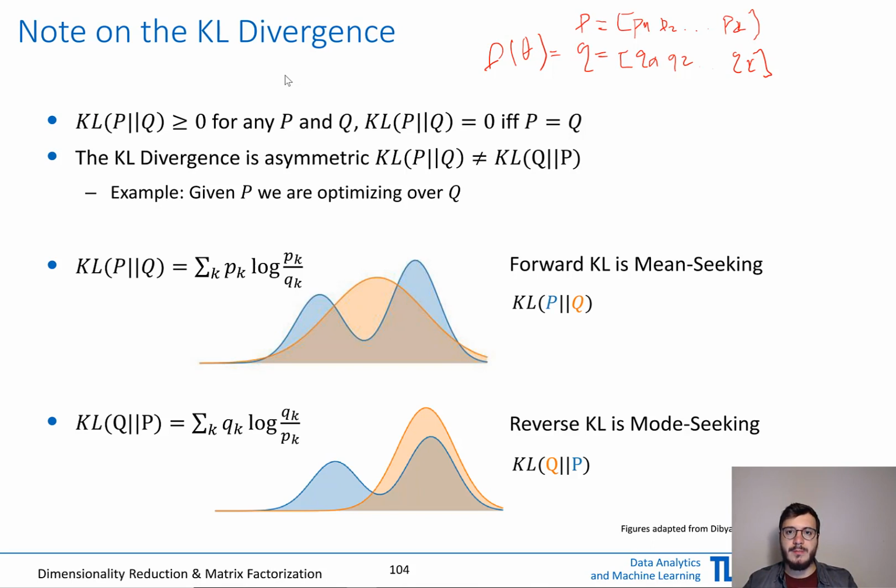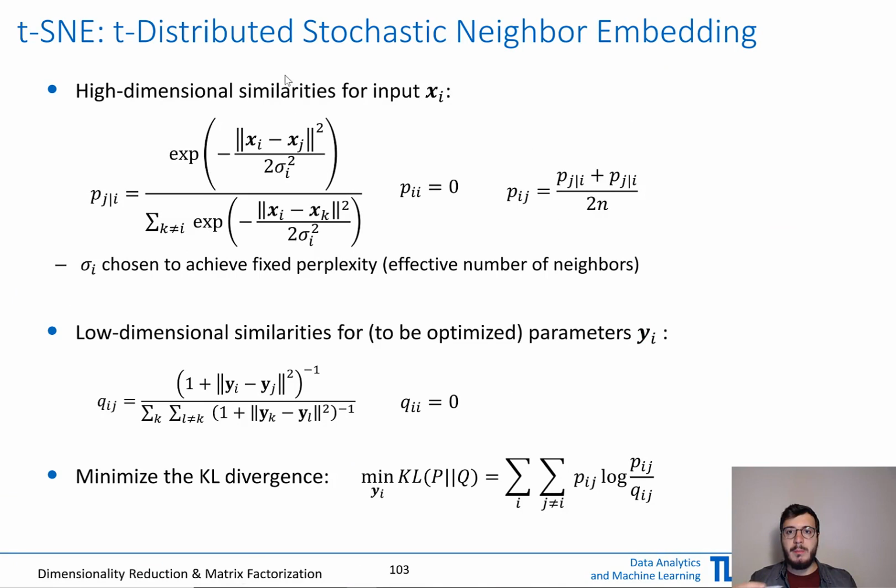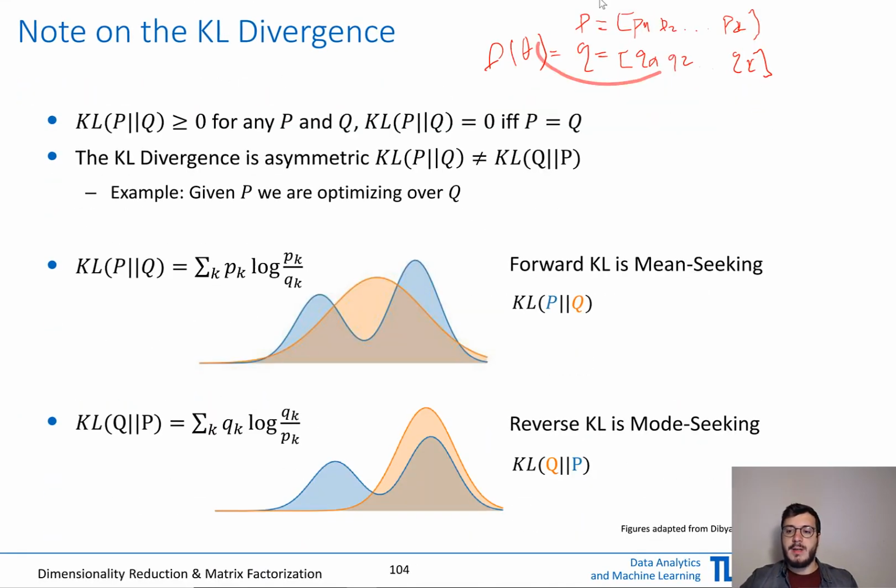And just to make things clear one more time, P and Q are distributions over n squared pairwise elements in the case of t-SNE, and the parameters theta were the low-dimensional coordinates of each data point. Okay, so that was in the case of t-SNE, but this discussion actually holds in general. The question is, what does the solution look like if we minimize the forward versus the reverse KL divergence?